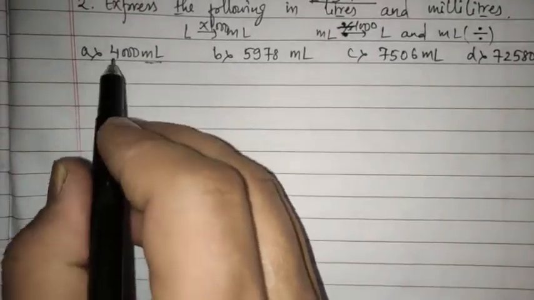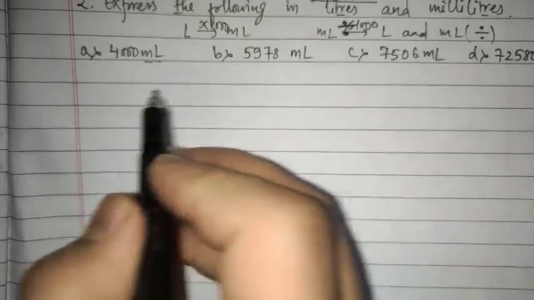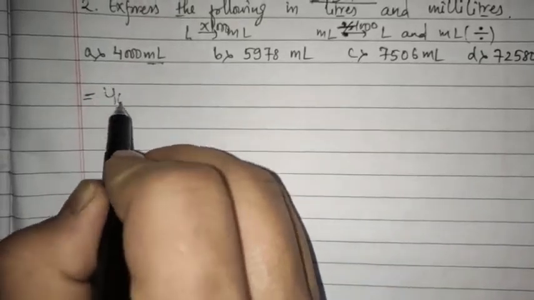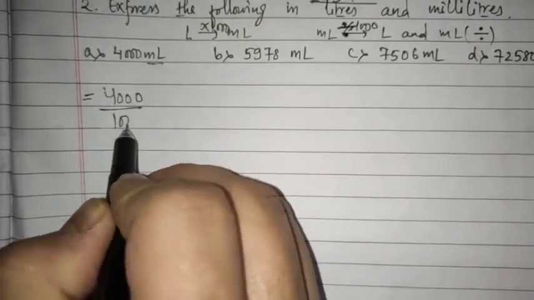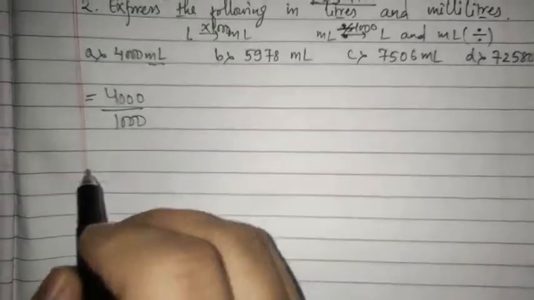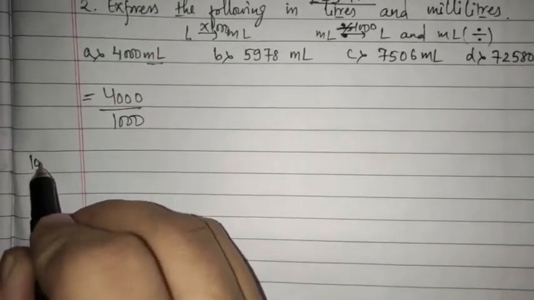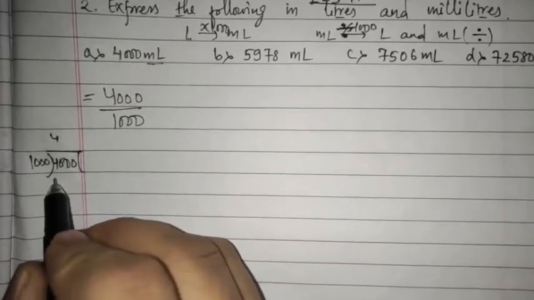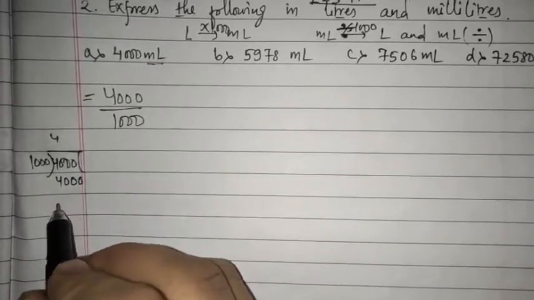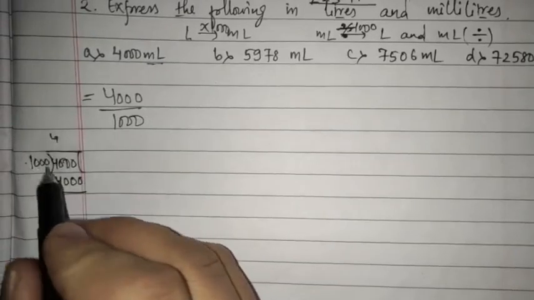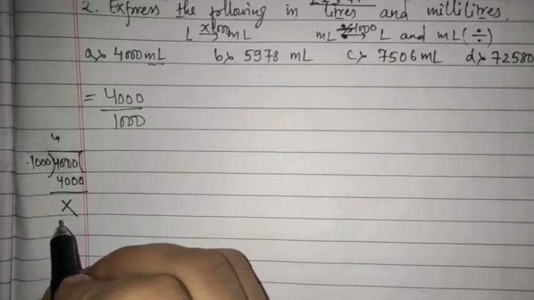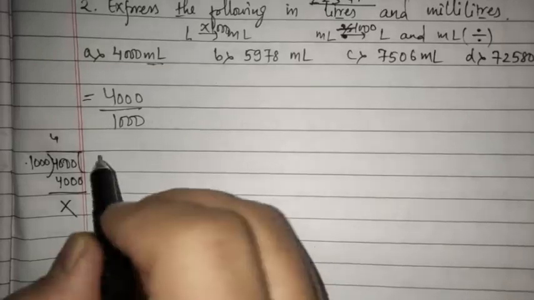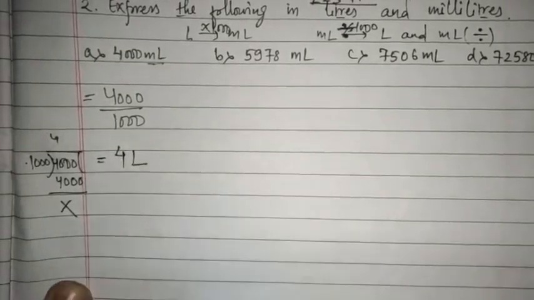Okay, so to convert 4000 milliliter into liter and milliliter, you will divide by 1000. When you divide, you all know how to divide, you'll do this in your rough work. 1000 into 4000: 4 ones are 4, and how many zeros? 3 zeros. So 4000 minus 4000 is 0. So it is 4 liter.